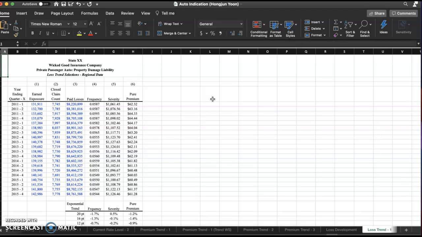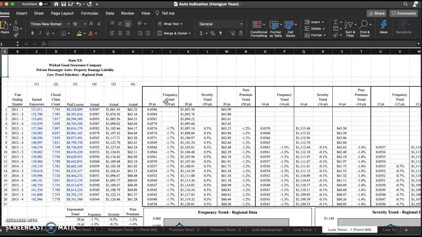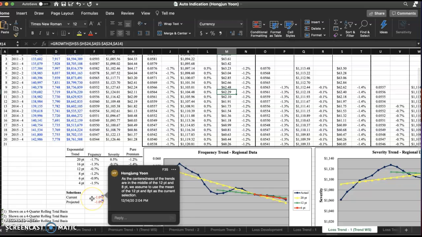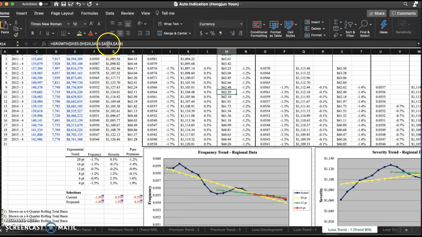Loss trend supports the selection of the loss trend factors based on the pattern of historical changes in frequency, severity, and the pure premium. As we did for the premium trend, we do the same trend analysis on the frequency, severity, and pure premium with the growth function. For the current selections of the frequency and severity, we assume to use the mean approach between 12-point and the 8-point.